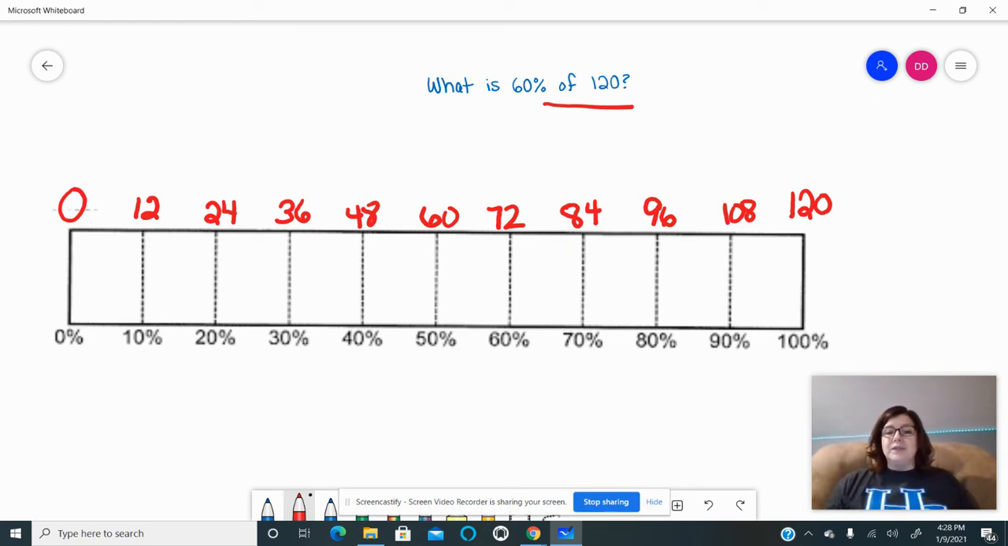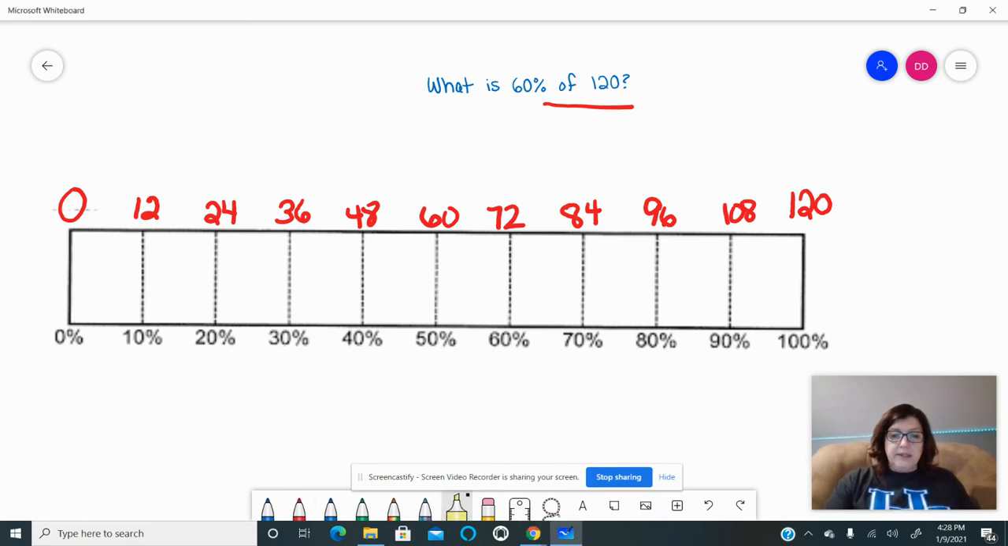And the problem asks for 60%. Move this out of the way. 60%. So I'm going to look right here. 60%. Oh, that's not 60%. I'm making all kinds of mistakes today. Okay. 60%. Oh, I made a mistake that a lot of students might have made. I was looking at the top, but I need to look at 60%, which is right here. So it looks like 60% matches with 72. So what is 60% of 120? It would be 72.